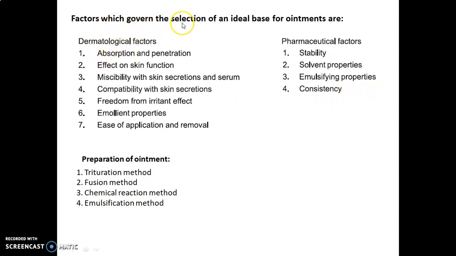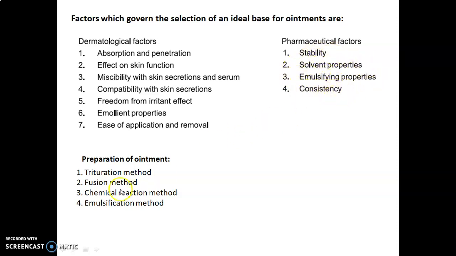The factors which govern the selection of an ideal base for ointments are of two types: dermatological factors and pharmaceutical factors. There are seven dermatological factors: absorption and penetration, effect on skin function, miscibility with skin secretions and serum, compatibility with the skin secretions, freedom from irritant effect, emollient properties, and ease of application and removal. The pharmaceutical factors have four points: stability, solvent properties, emulsifying properties and consistency.